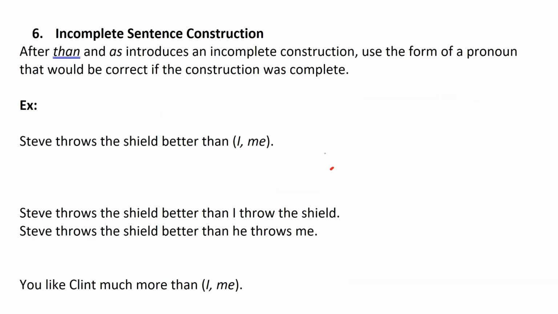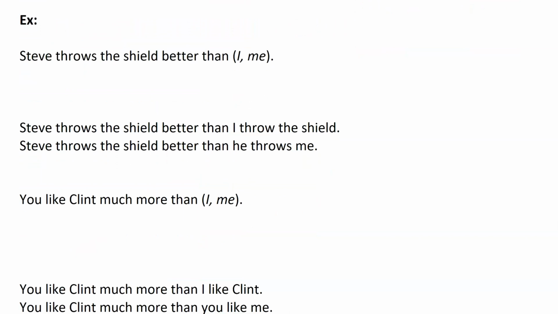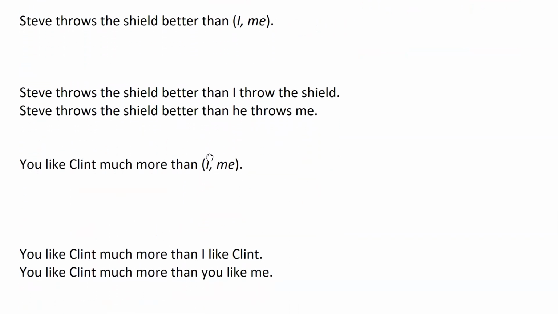Try this example. You like Clint much more than I, or you like Clint much more than me. Now think about what this sentence is trying to say. Hit pause and decide which word you'd circle. Okay, let's take a look at what the options are. If you circled I, then what you were trying to say is you like Clint much more than I like Clint. But if you circled me, you're trying to say you like Clint much more than you like me. So you just need to make sure you're clear about what it is that you're trying to say.